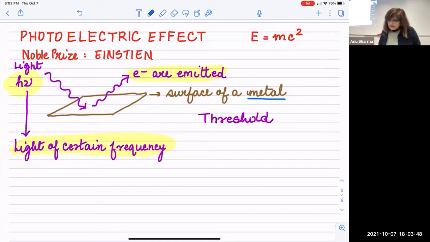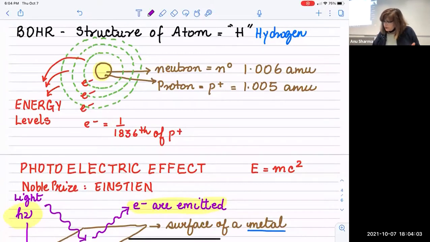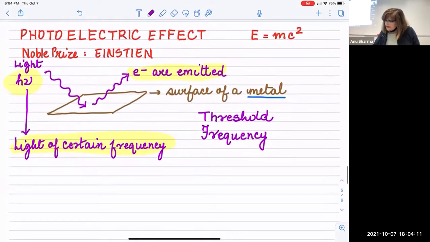So this frequency is called the threshold frequency, and that threshold frequency is very unique to every metal. And remember, everything is made up of atoms in the end. So where are these electrons coming from? As Bohr said, these electrons are coming from the outside of the nucleus, from the atom, and so these electrons can leave the atom. That was a very interesting thing. And this only occurs when there is light of a certain frequency. Below this frequency, the electrons are not emitted.